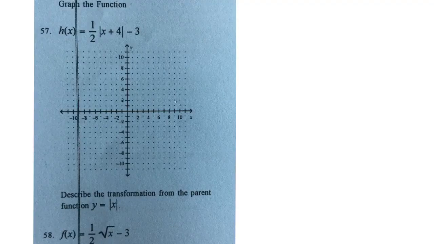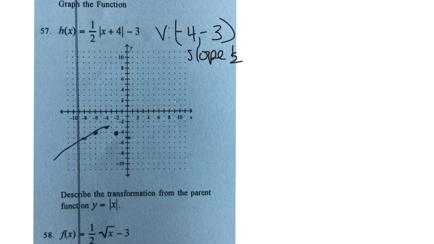Okay, graph the function. h of x is 1/2 absolute value of x plus 4 minus 3. We love absolute value functions because your vertex is the opposite of what's inside, negative 4, as long as there's no coefficient on the x, comma negative 3. And then my slope of the lines is going to be 1/2 and negative 1/2. So I'm going to go to negative 4, negative 3, and then I'm going to go down 1 and over 2, down 1 and over 2, and then I'm going to go down 1 and over in the other direction, and that's my absolute value graph. I missed my points there.